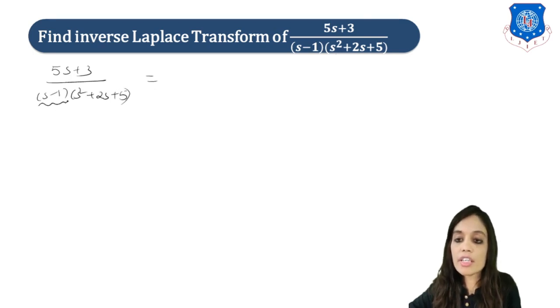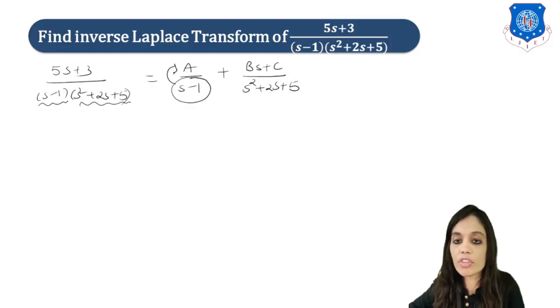So here this is a linear factor. So what we will write? A upon s minus 1. This is our case 1. Now this is our quadratic factor. So this is case 3 of our method of partial fraction. So what we have to write? (Bs plus c) upon (s square plus 2s plus 5). So from this you can see, whenever we have linear factor, constant will come. Whenever we have quadratic factor, in the numerator, what will come?